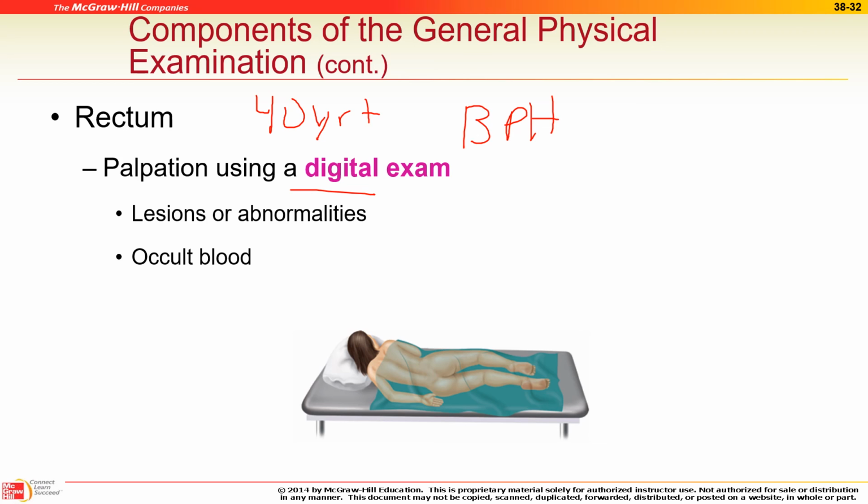So they're looking for symmetry, because if one side's bigger than the other, cancer. If both sides are big or they're symmetrical, most likely BPH. So they're palpating for this texture here, right between your index finger and thumb. That's the texture of the prostate. And if it feels firm like your nose, then it might be cancerous.